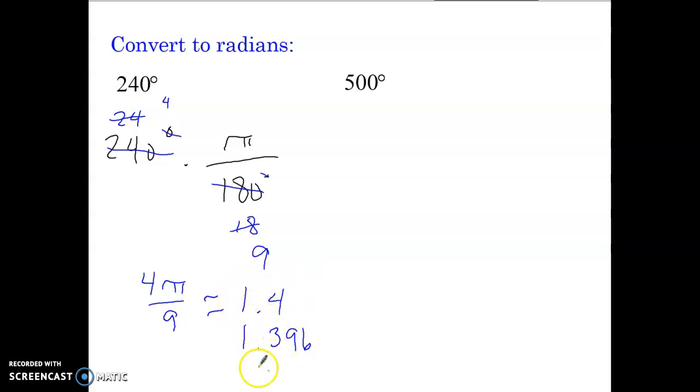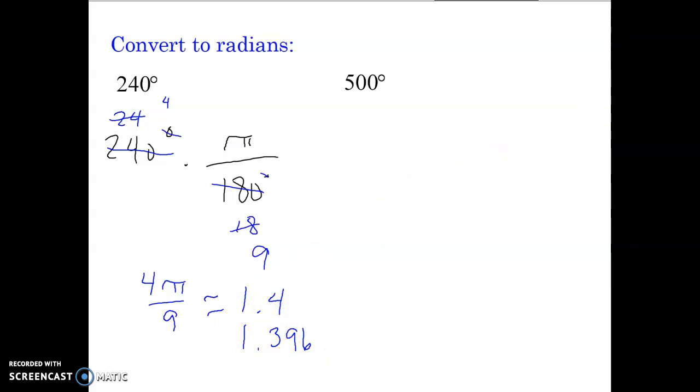All right, notice on both of these, I do not have any units, right? I do not put a degree symbol when I use radians. In fact, I don't use any units at all. So 1.4, 1.396, whatever it asks me to round it to is what I want there.